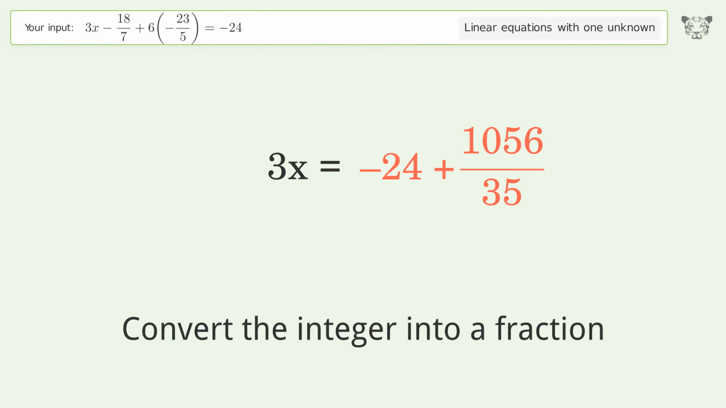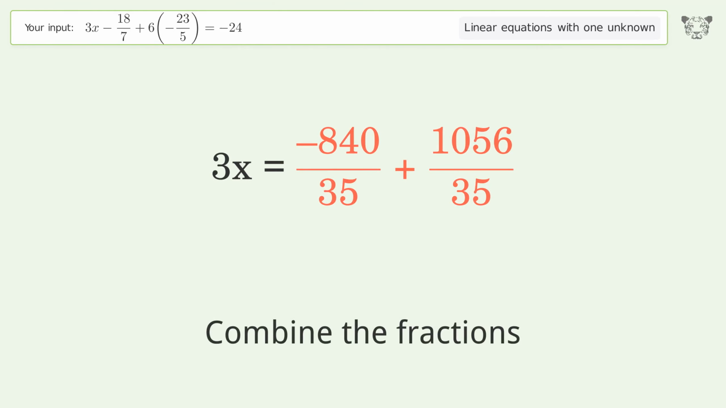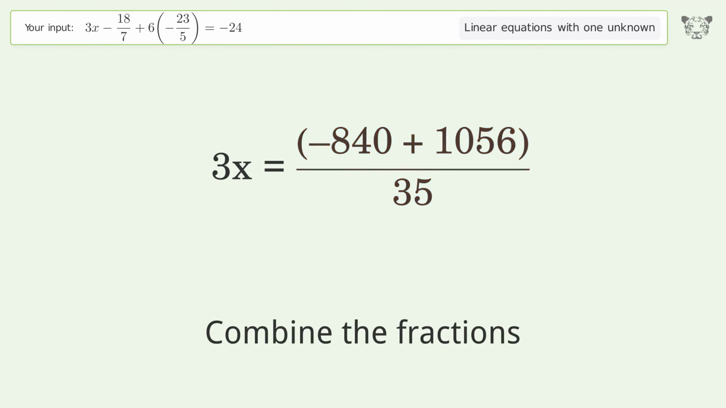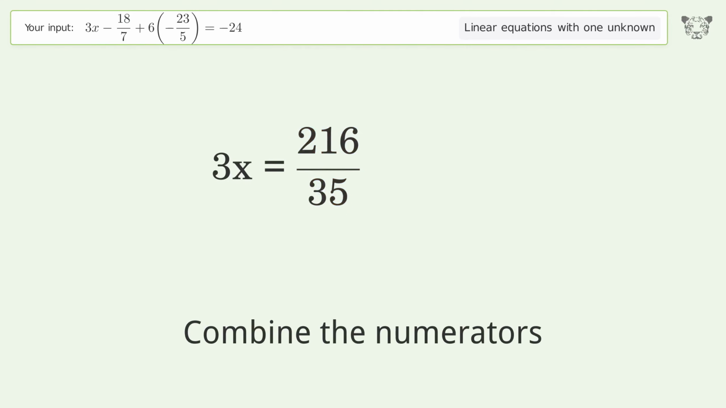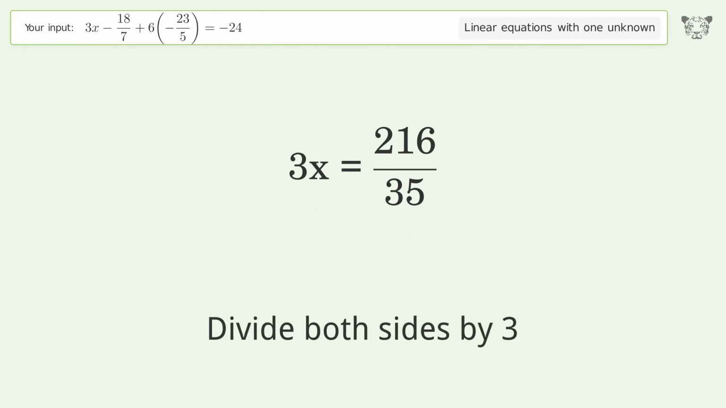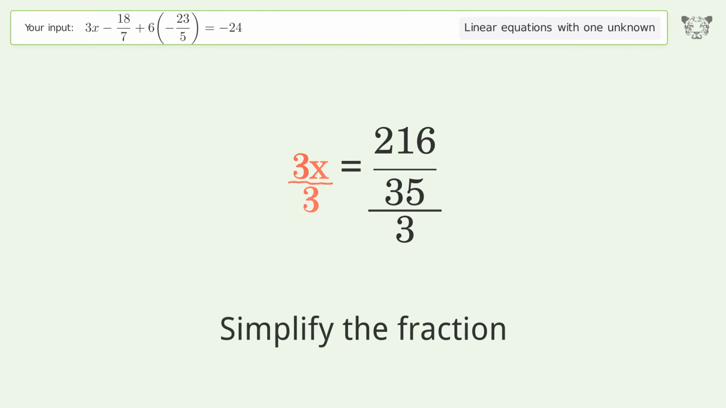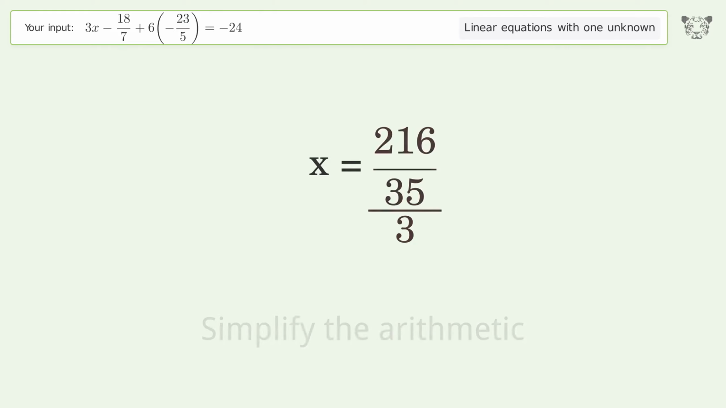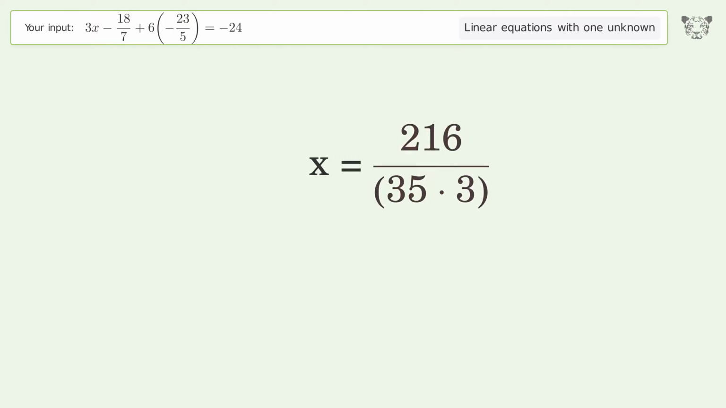Convert the integer into a fraction. Combine the fractions. Combine the numerators. Isolate the x. Divide both sides by 3. Simplify the fraction. Simplify the arithmetic. And so the final result is x equals 72 over 35.